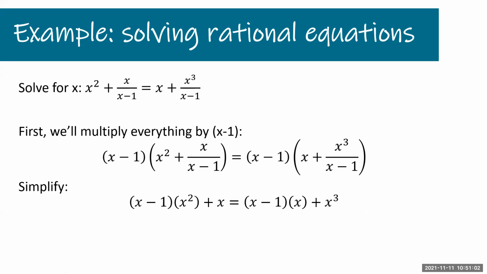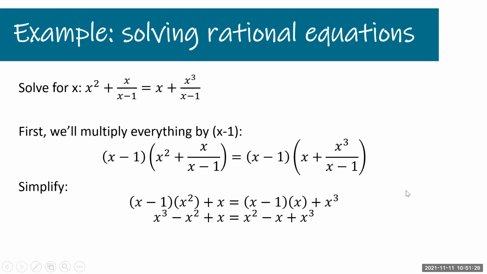When we do that and we multiply it out, we're going to get x minus 1 times x squared when we distribute x minus 1 here. And then we're going to get plus x because this and this are going to cancel in that term. We do the same thing on the other side. We get x minus 1 times x. And then we get plus x cubed because this and this are going to cancel out. So you're distributing this whole thing as a whole.